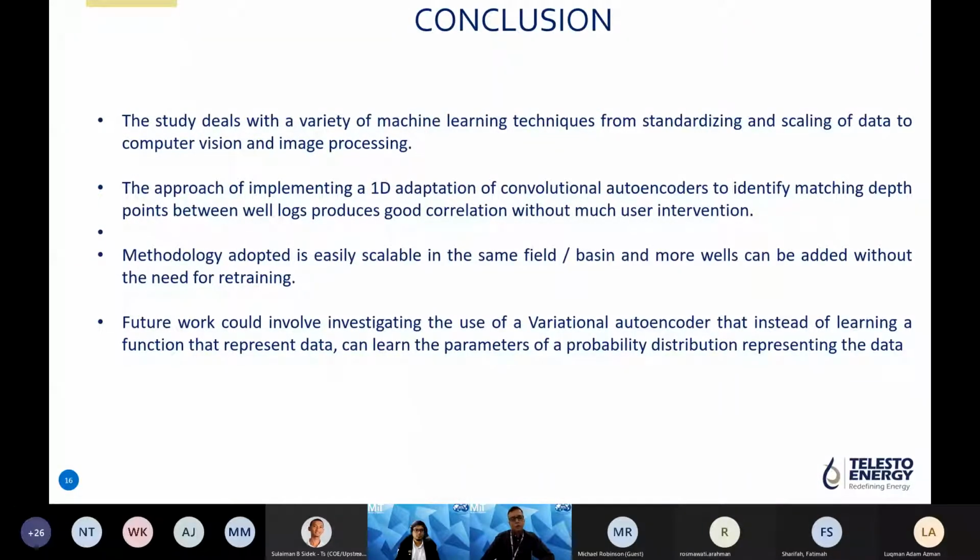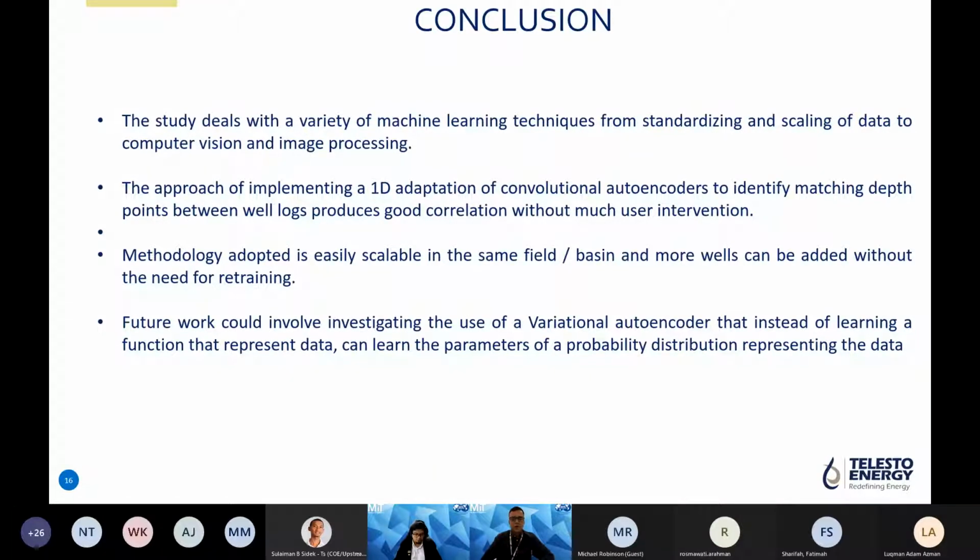Okay, I'd like to highlight some of the key points of this approach. A variety of machine learning techniques are available for standardizing and scaling of data. The approach using convolutional autoencoders to identify the matching depth points produces good results, and it can be adapted easily and is very scalable, especially if it is within the same field and same basin. So we don't need much training.